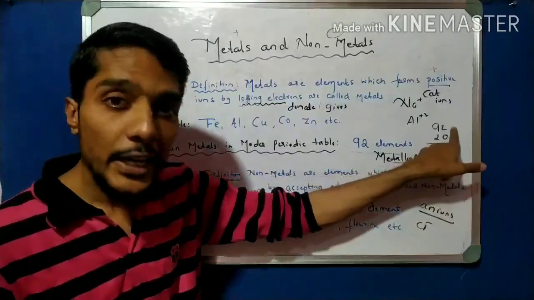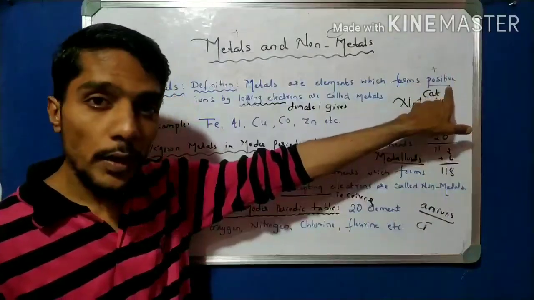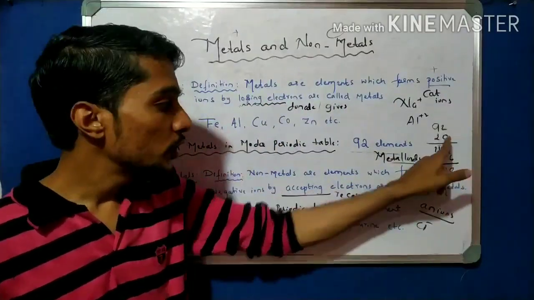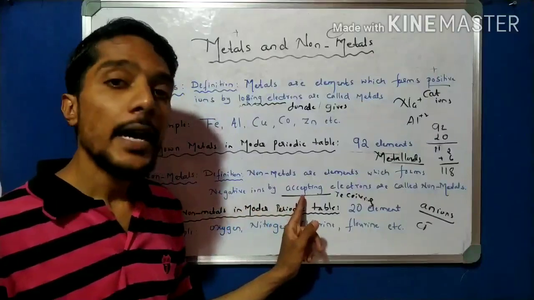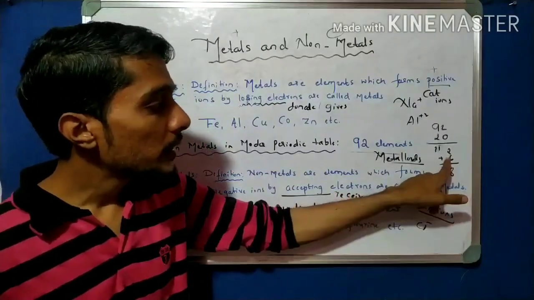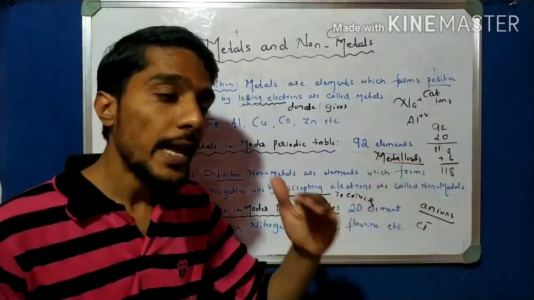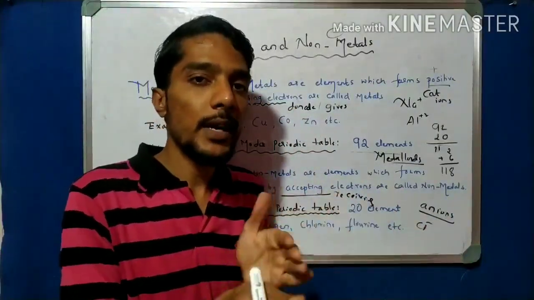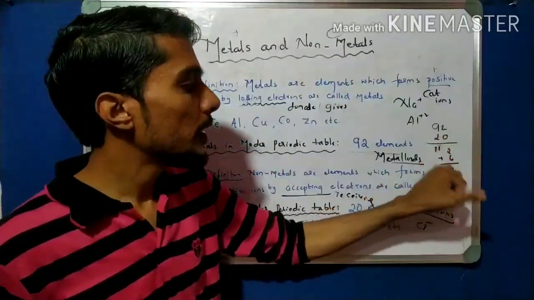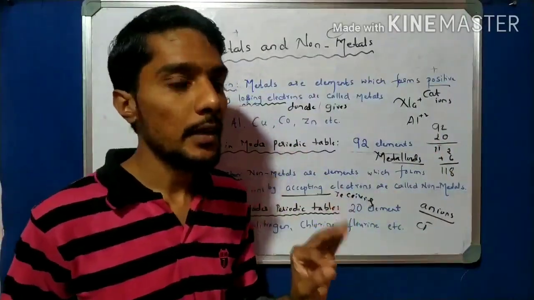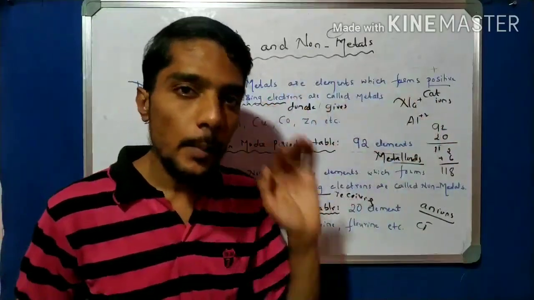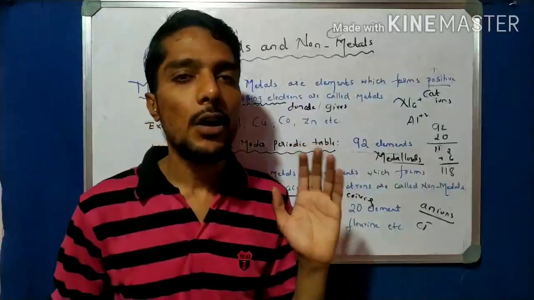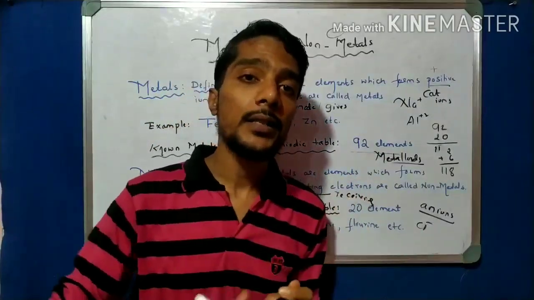In which 92 are metals, which give positive ions by losing the electron. 20 are non-metals, which form negative ions by accepting the electrons. Then plus 6 are metalloids, which exhibit both metal and non-metal properties, intermediate between them. So total 118 elements: metals, non-metals, and metalloids. But here we do not study the metalloids. We only focus on metals and non-metals. So this is the meaning of metals and non-metals.